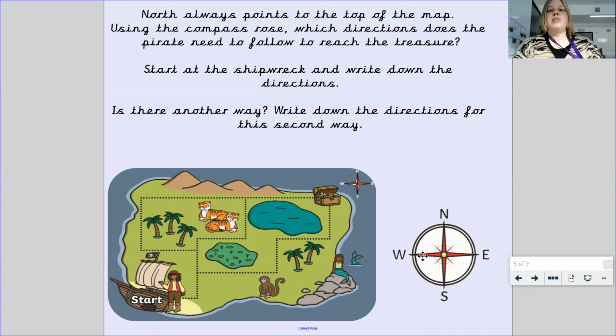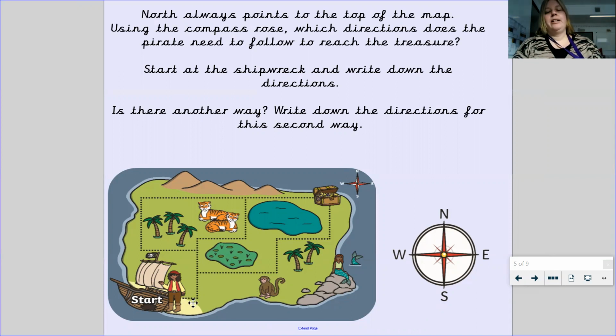Using the compass rose, which directions does the pirate need to follow to reach the treasure? Start at the shipwreck and write down the directions. So we're going to look at this one together. So here's our pirate, and he needs to get to our treasure over here. How could he get here? Which direction does he need to travel in?